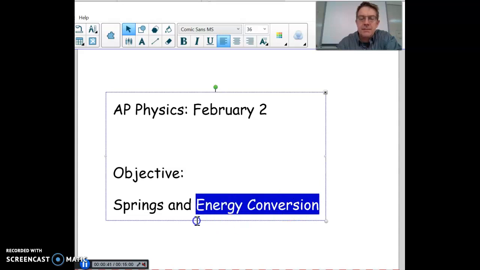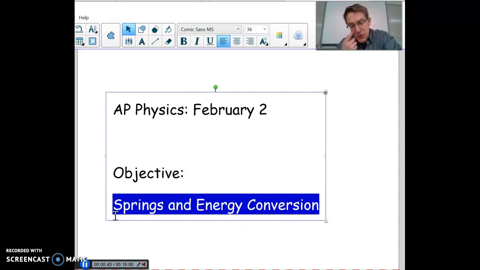Today we're going to look at springs and energy conversion, and we are going to implement some stuff that we have been working on. A lot of it is just familiarity and getting comfortable with the fact that, hey, I can convert work and energy. It doesn't matter if it's potential or kinetic. If it's potential, it doesn't matter if it's gravitational or elastic potential energy. Either way, it's going to work out just fine.